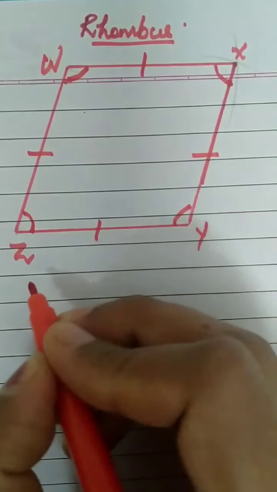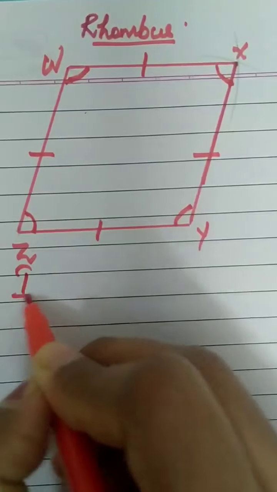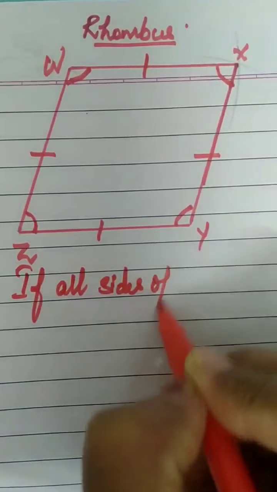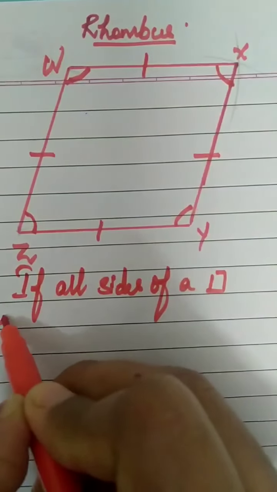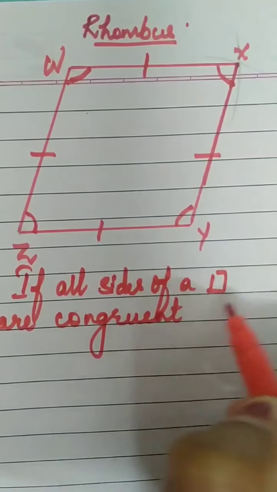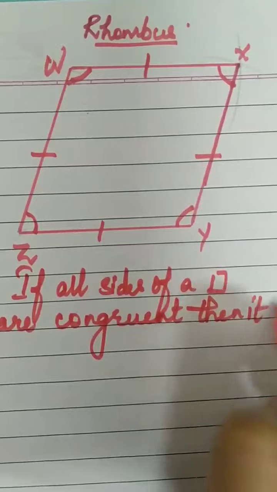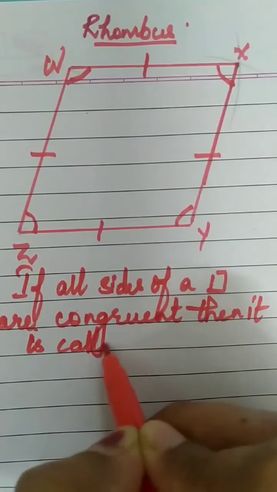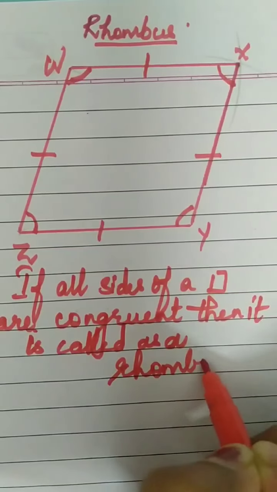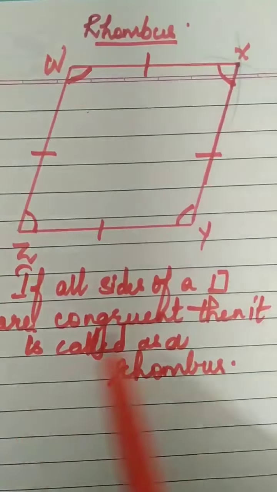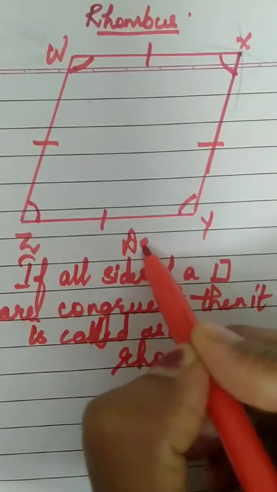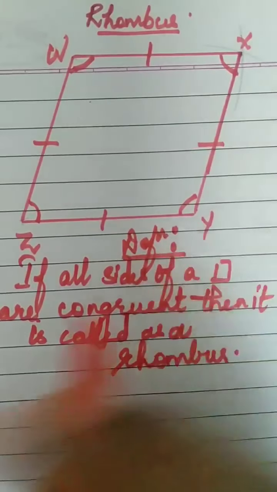So let us learn the definition. What is the definition of rhombus? If all sides of a quadrilateral are congruent, then it is called a rhombus. If all sides of a quadrilateral are congruent, then it is called a rhombus. So this is the definition of rhombus.